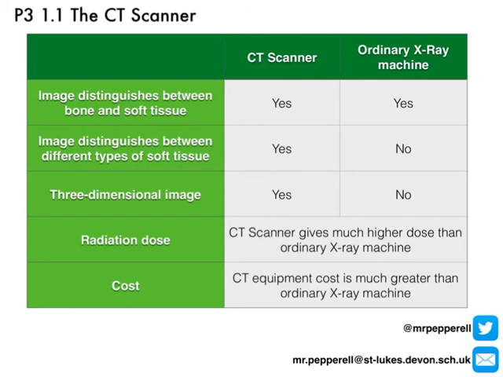They're going to say, compare CT scans with ordinary X-rays. What is the benefit of a CT scanner over a normal X-ray machine? What are the benefits of a normal X-ray machine over a CT scanner? So you're going to have to talk about the radiation dose and the cost and the sort of image produced. So make a quick note of this table and make sure you understand it all. So that's everything we need to know about CT scanners, their advantages and their disadvantages.